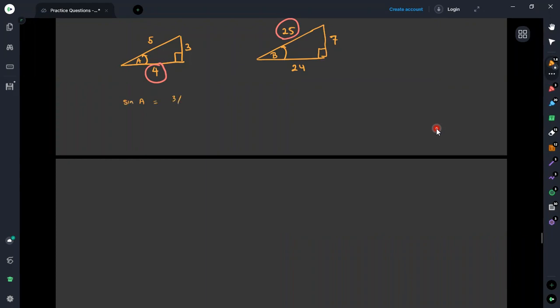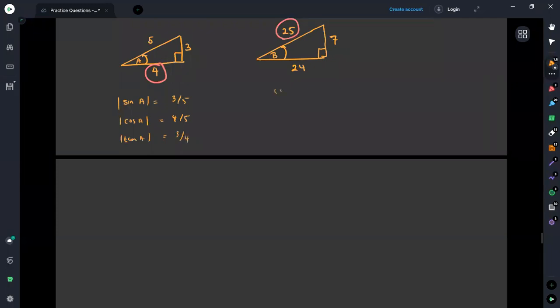Sine A is 3 over 5, it is the modulus. Then we can do it for the cosine A, it is 4 over 5. Then for the tangent, we are getting tangent A as 3 over 4.